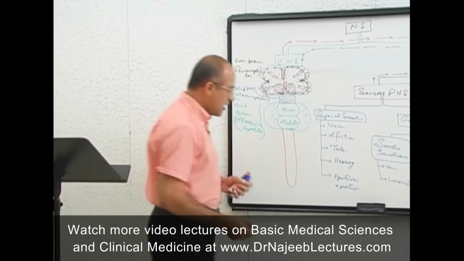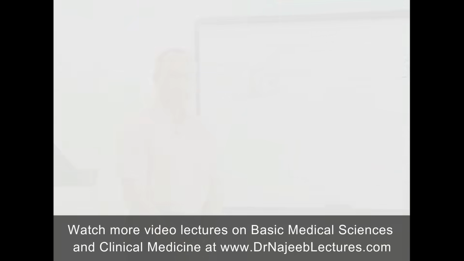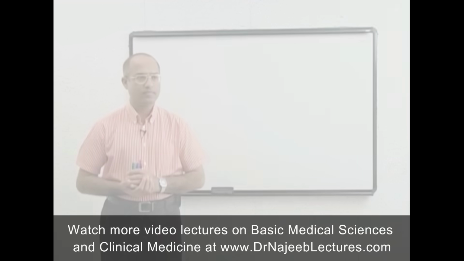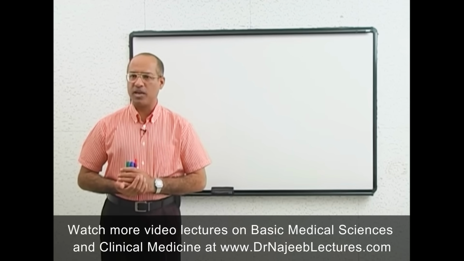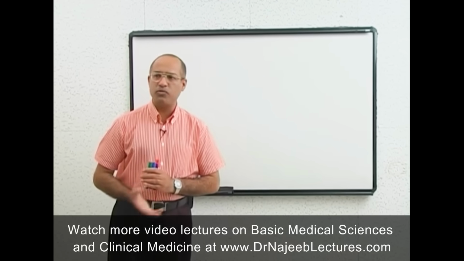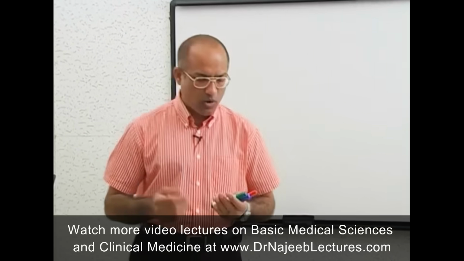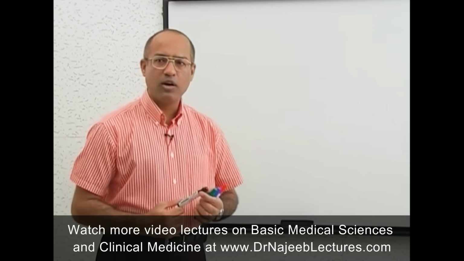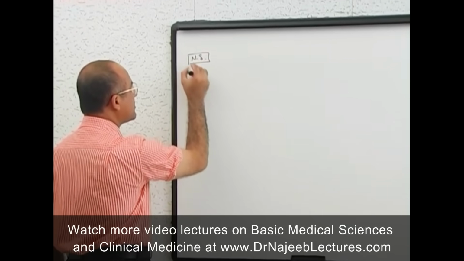Right. After this, now before we really go into detail of neuroanatomy, I want to introduce some very basic concepts and basic terms related to the nervous system. Right? Now, the nervous system is made of two types of cells basically.